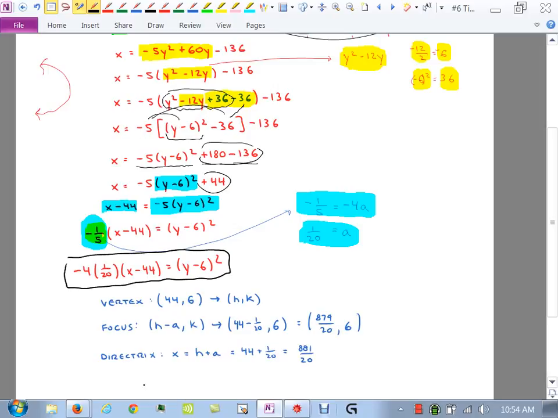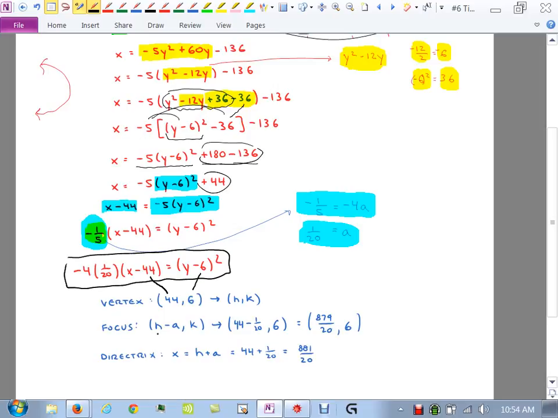I know what h is. Okay, h is here. It's the opposite of what I see. So if it's negative 44, h is 44. And same thing with k, opposite of what I see. If it's negative 6, then k is positive 6. So the vertex is the point 44, 6.